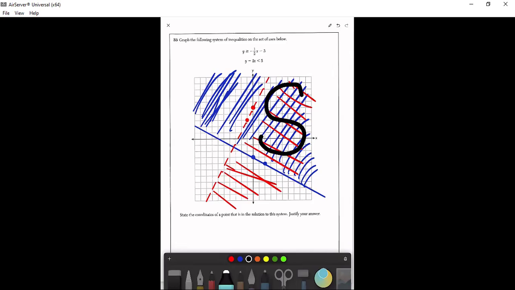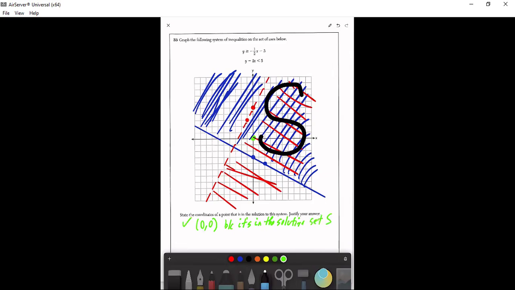Now they want us to come up with a point that's in the solution set. I'm going to go easy. I'm going to use green. I'm going to use the origin because that's clearly in the solution set. So I'm going to go (0, 0). And the reason is because it's in the solution set S. There you go.